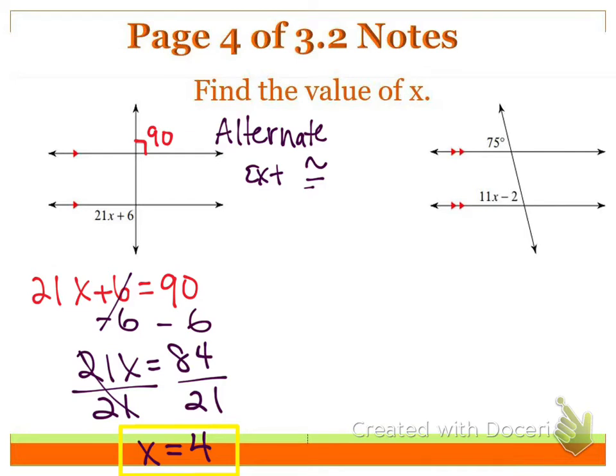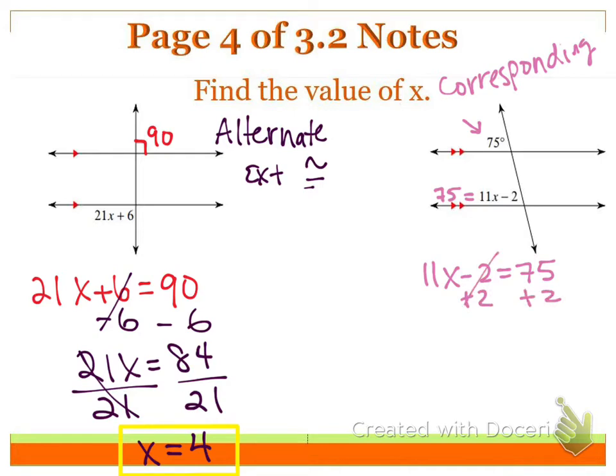In the second problem, what relationship do these two angles have? They're corresponding. And when you have corresponding angles on parallel lines, what do you know about their measures? They're congruent. They're in the same spot. They're going to be the same measure. So that means 11x minus 2 will equal 75. So add 2. 11x equals 77. Divide by 11 and x is 7.